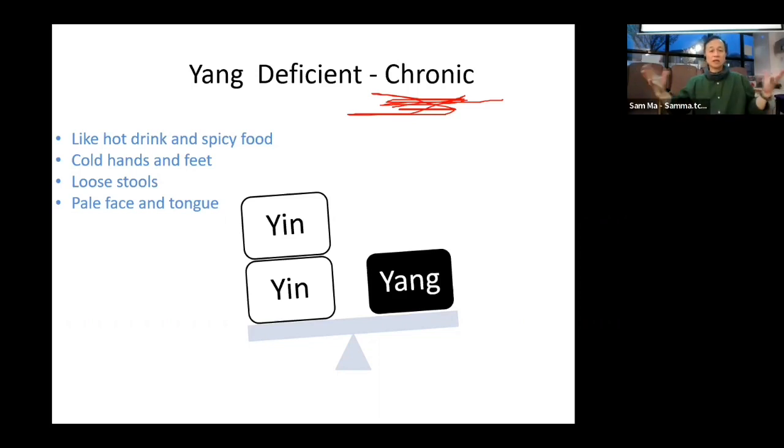Okay, hands and feet are cold, obvious. The stools are loose, all right, okay? So it means that you don't have the yang, which is heat. Heat absorbs fluid. So it means that the fluid actually stays around in the large intestine. It doesn't have the capability to absorb and it comes out with the stools. And also sometimes water as well. And you have 3 or 4 loose stools a day. Loose stools is a good indication.